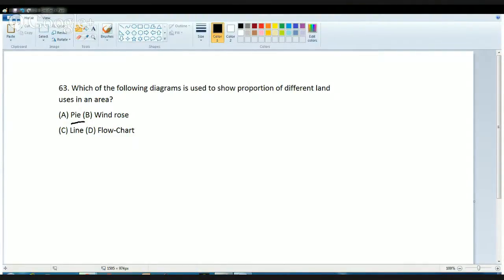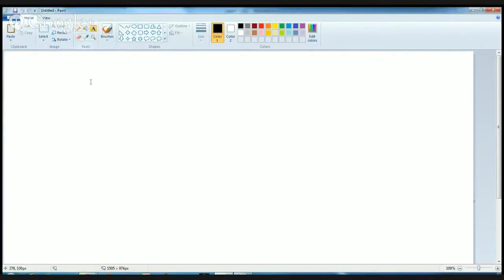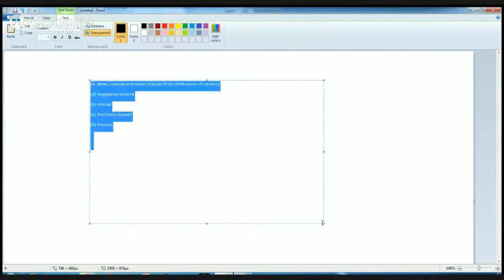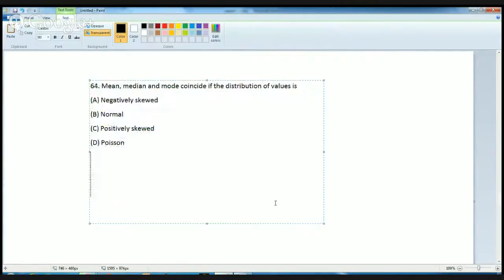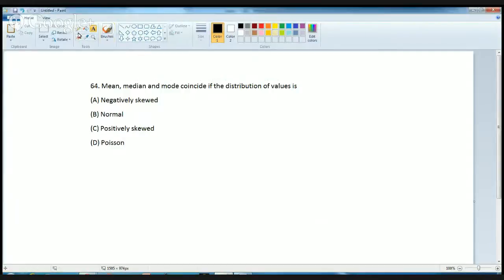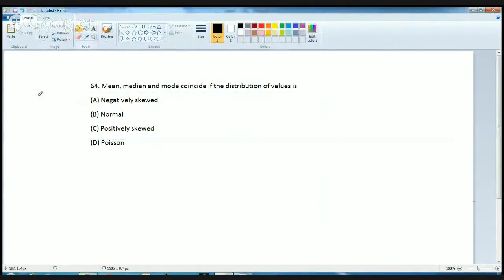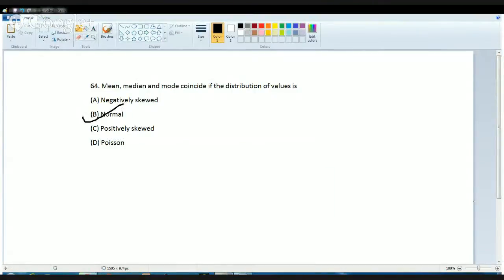The next is again a question on statistics. The point where mean and median coincide is the normal distribution curve. So the answer here is the normal distribution curve.